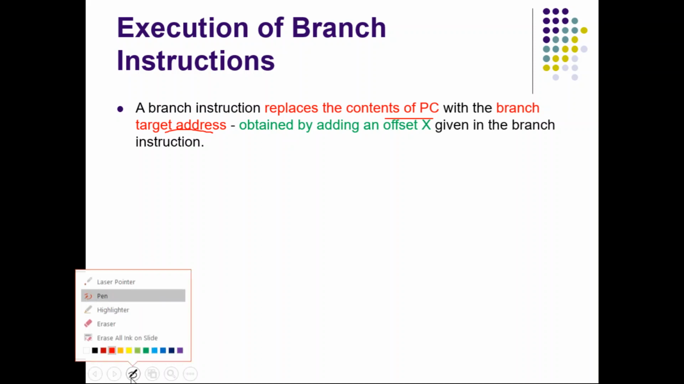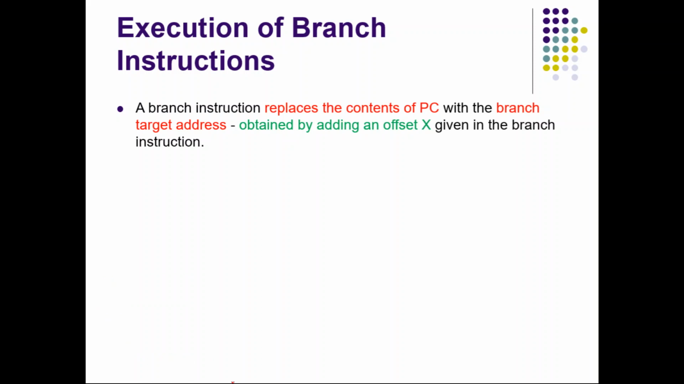So actually Y plays a role here, that is what I'm trying to say. What is the role of Y? In a branch instruction, the content of the PC will be updated with the target address. How do we get the target address? The target address is obtained by adding an offset, and this offset will be available in the branch instruction itself.